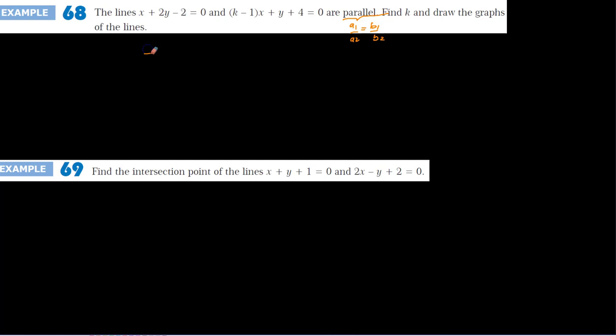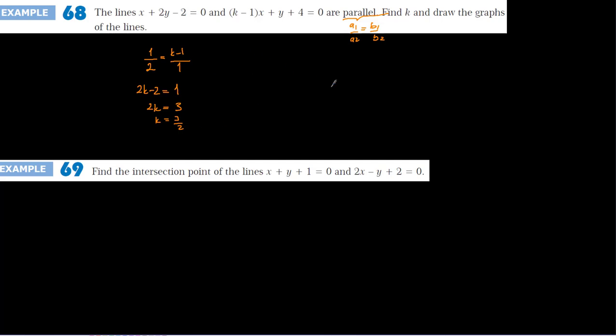Let's write the numbers here. A1 over A2 is 1 over 2, it should be equal to k minus 1 over 1 here. Then if we cross multiply, 2k minus 2 is equal to 1, 2k is equal to 3, k is equal to 3 over 2.